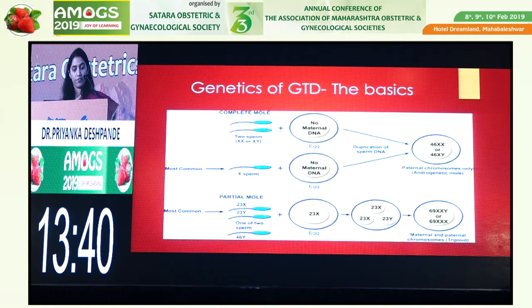So coming to the basics of the genetics, a complete mole can either be because of one sperm which has fertilized an egg with no maternal DNA, and then there is a duplication of the sperm, which is called the androgenetic mole. It is the androgenetic origin of the mole. Or there can be two sperms which have fertilized an empty ovum, again leading to an androgenetic mole. Or in cases of partial mole, it is usually two sperms with one egg, or one sperm with two eggs and a defective meiosis which happens later on.